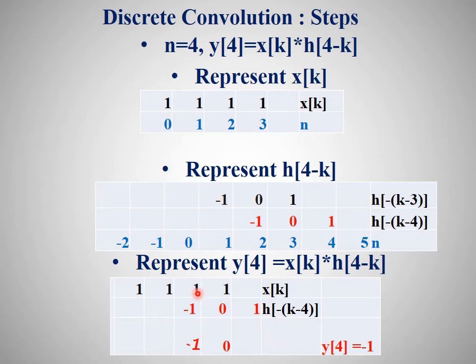So let us try to multiply each of the terms. 1 into minus 1 is minus 1, 1 into 0 is 0. Here we have no term, so this is also ignored. Hence the value of y of 4 is going to be minus 1 plus 0, which means the value of y of 4 is going to be minus 1.